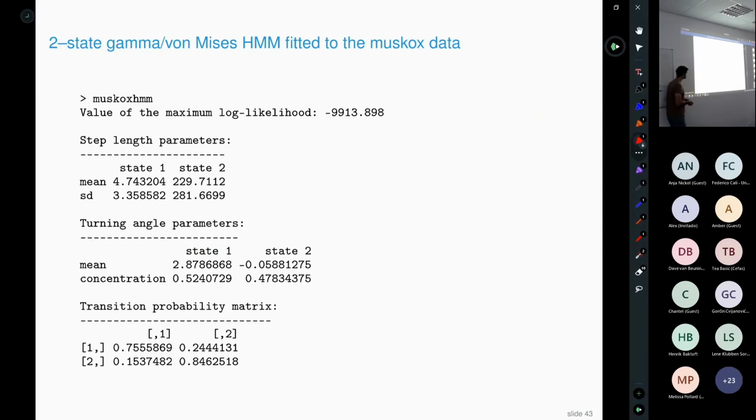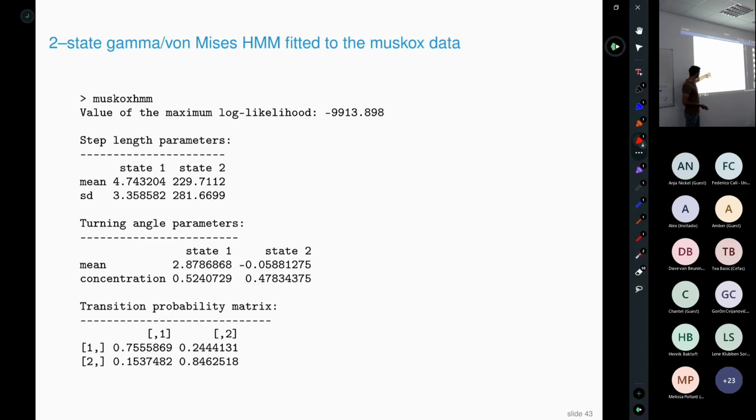This is the output then, so what has changed? We have the TPM as before, the transition probability matrix. It's again 75%, 85%, not much has changed here. These are the two step length distributions, 5 meters in state 1 on average, 230 meters in state 2, pretty much as before, but now we have in addition the turning angle distributions.